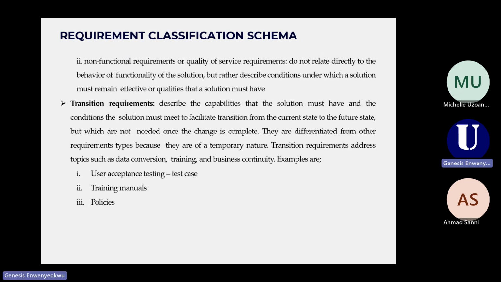Then the last type of classification of requirements is transition requirements. Transition requirements describe the capabilities that the solution must have and the conditions the solution must meet to facilitate a transition from the current to the future state. Whenever we are building a solution, we always have what we call a user manual. We also have test cases that we use to test the solution and to train people on how to use the solution. It's just like for every electronic device you buy, there's always a manual that comes with it. It's a training manual. That is an example of a transition requirements document, TRD.